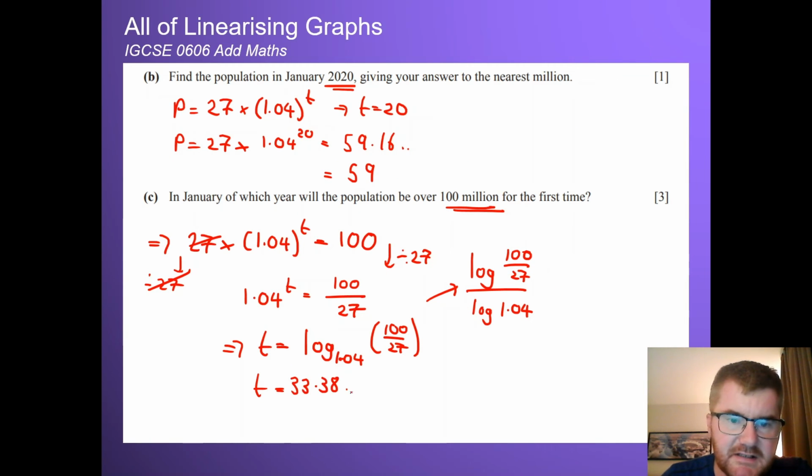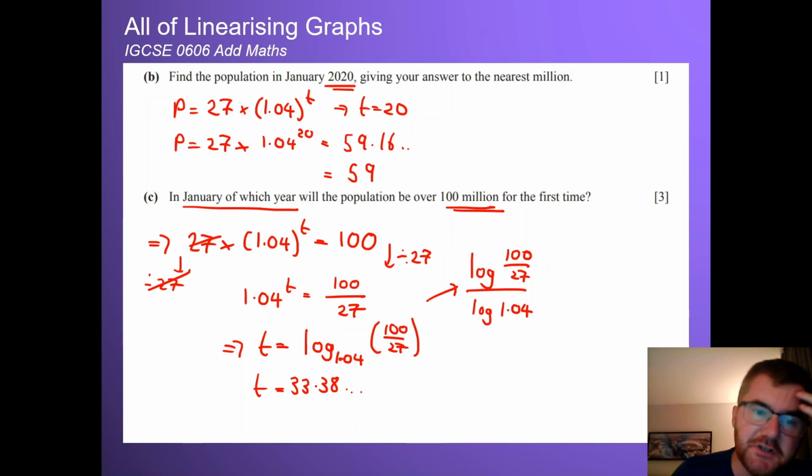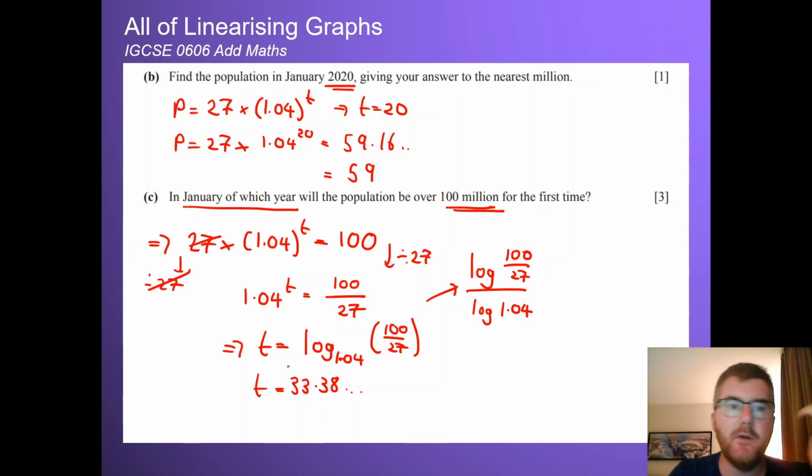Now again, we just need to work out the year here. That's important. In January of which year? Well, usually we round down. This is what we do. So t is 33, but we want to work out when it goes over 100 million. So we're actually going to have to round upwards here. So we want t to be 34 when it's greater than 100 million.